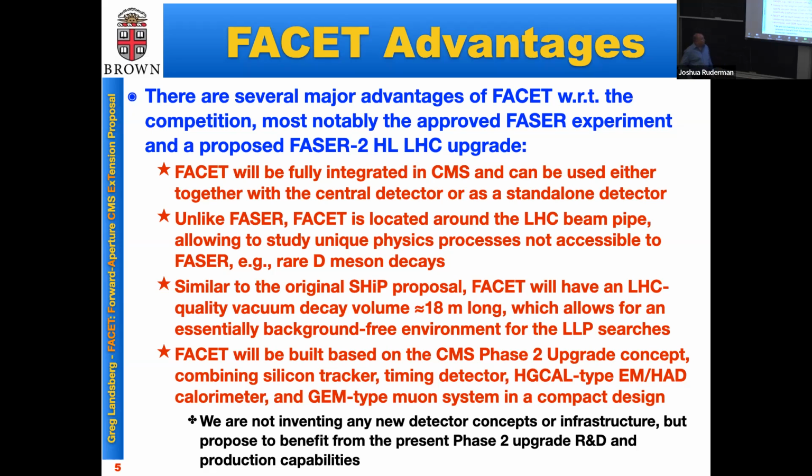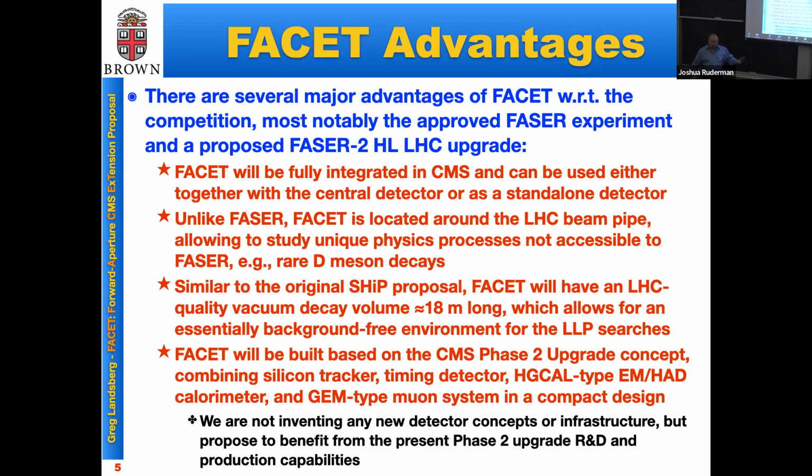And unlike FASER, FACET is located around the LHC beam pipe, which on the one hand, of course, increases the background compared to being off-axis. On the other hand, it gives us unique physics opportunities. First of all, we could benefit from excellent LHC vacuum, as I'll show you, and have a decay volume à la SHiP, which doesn't have any interaction whatsoever. And also look for unique physics processes not accessible for FASER.